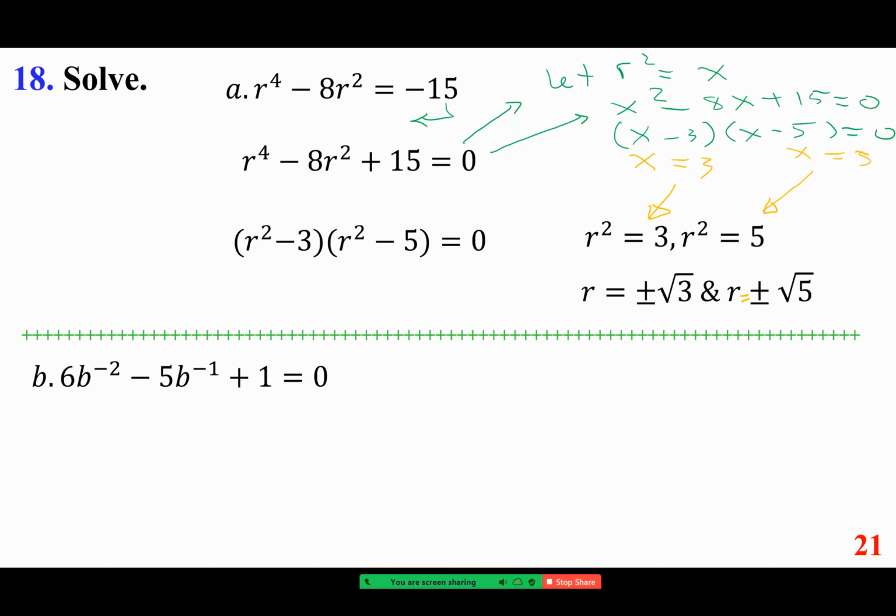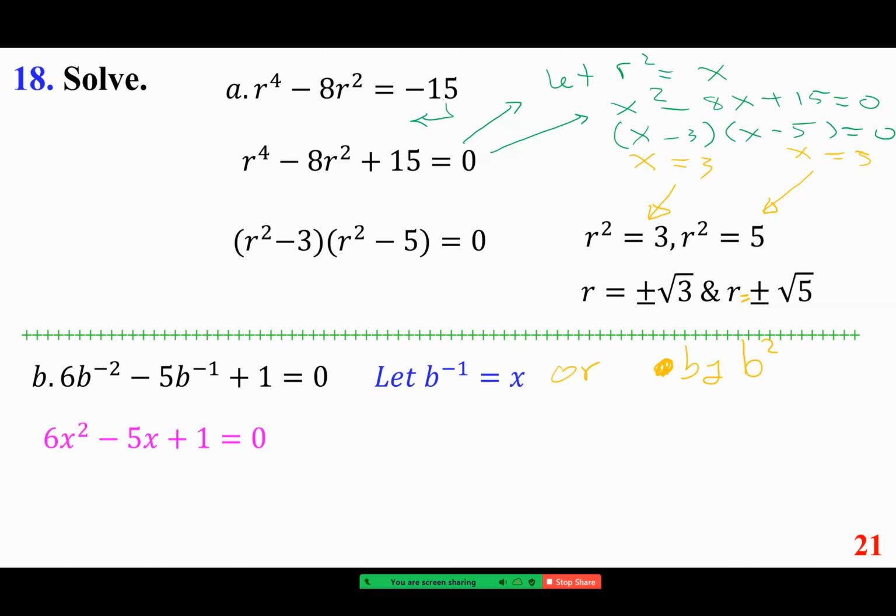Part B, there are two ways. You can let b to the power of negative 1 be x, or y, or z, or m, or u, any variable except b. Then the first one becomes 6x squared. The next one becomes minus 5x. You can go this route, or you can multiply both sides by b squared, and you can solve it that way.